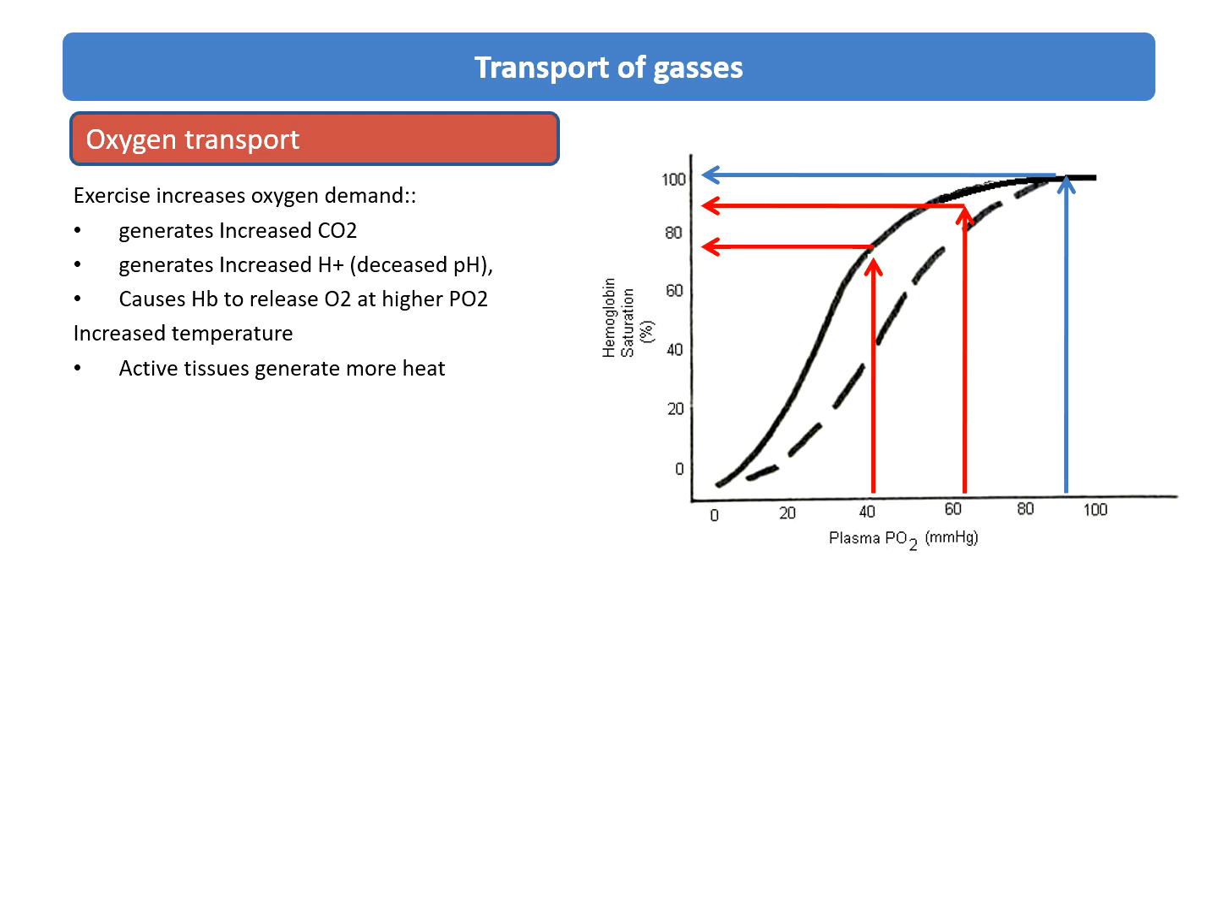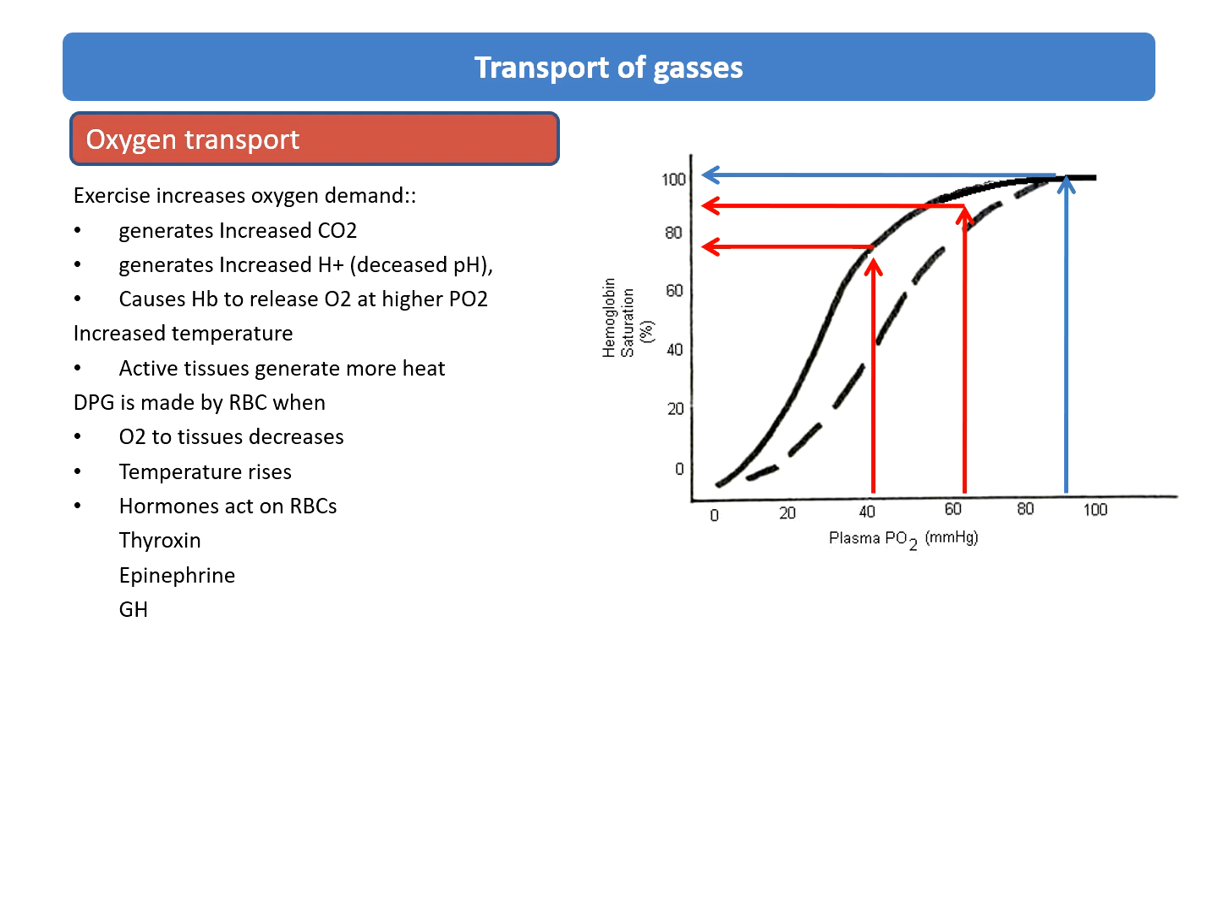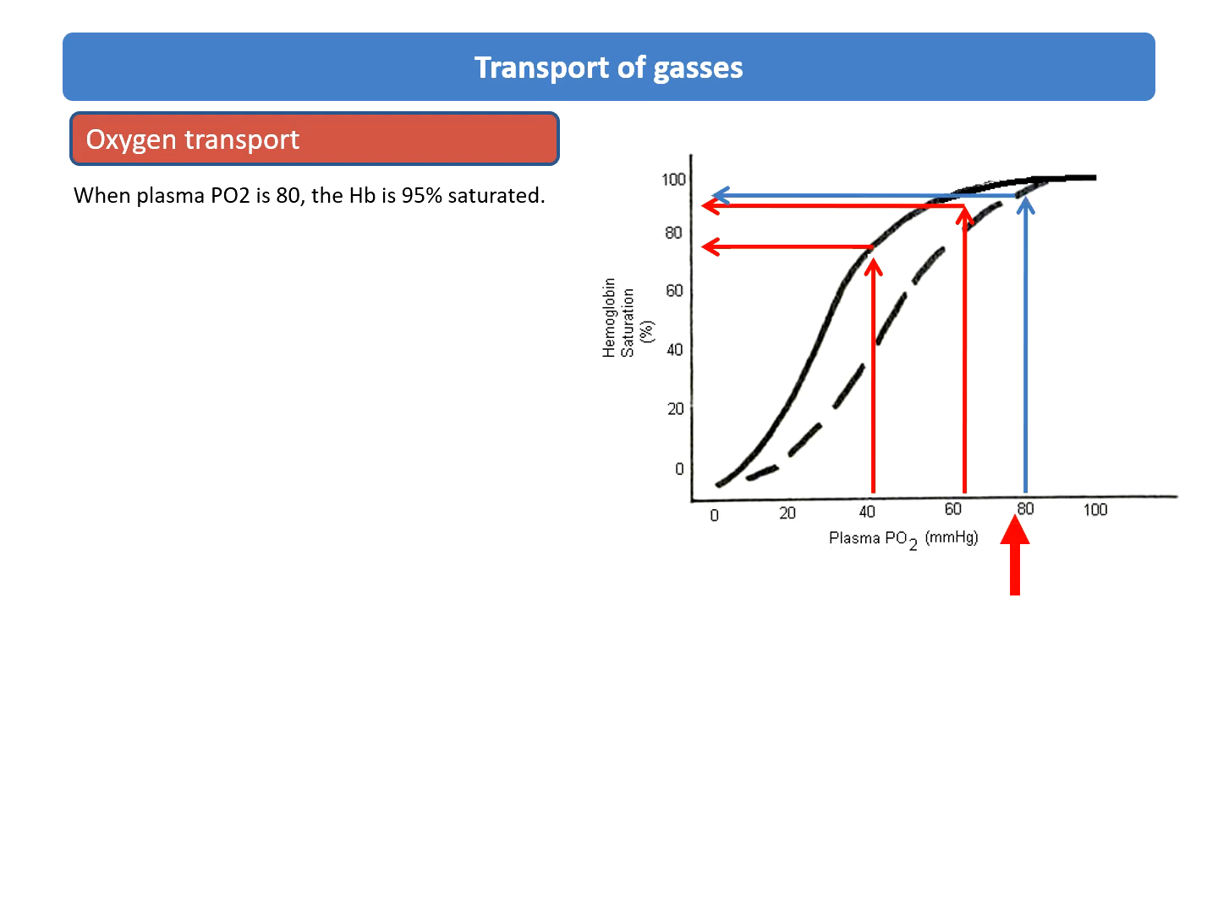Increased temperature. Active tissues generate more heat. That promotes the release of oxygen from hemoglobin. BPG is made by red blood cells when oxygen concentration decreases. Temperature rises, hormones act on red blood cells. Thyroxine, for example, epinephrine is another, growth hormone, and testosterone. All of these have an effect of releasing oxygen from hemoglobin.